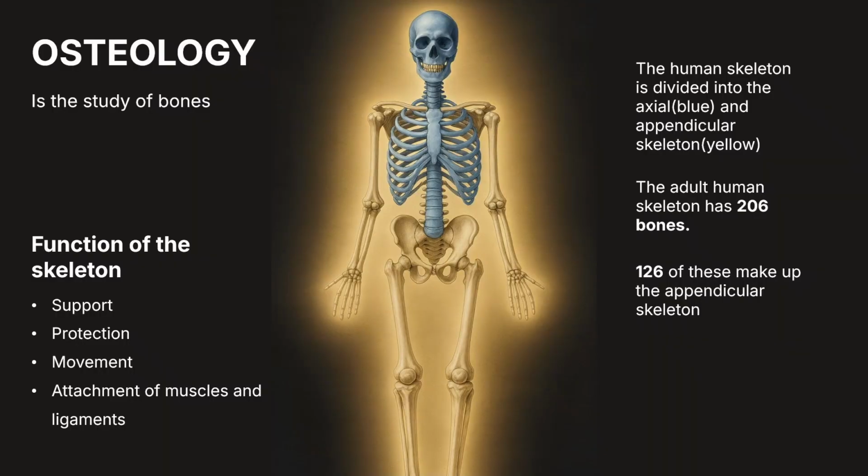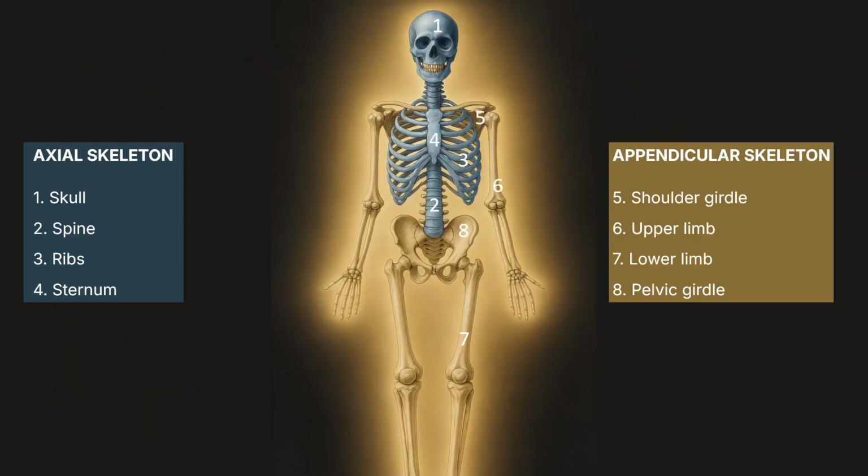Osteology is the study of bones. For radiographers, osteology is not about memorizing every bone detail. It is about understanding bone structure, alignment, landmarks, and radiographic appearance. The human skeleton, like all other animal skeletons, in general, provides support, protection, movement, and attachment for muscles and ligaments. Radiographically, understanding skeletal structure enables us to assess fractures, evaluate alignment, identify pathology, and confirm correct positioning while we take care of our patients.